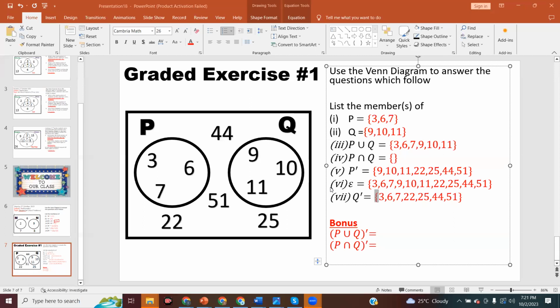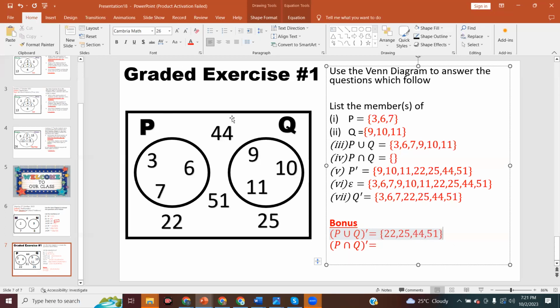Good. Okay, most persons got all these right. Now it's time for the bonus. Erica, you want to do P union Q complement? Go ahead. P union Q complement is everything that is out of the circles, which would be 22, 25, 44, and 51. Everything except for the 2 circles.